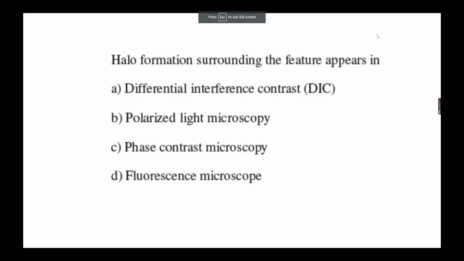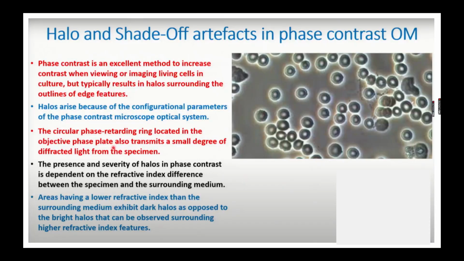Okay, so let's see, the people are guessing phase contrast microscopy. I think you guys have gone through the lectures because you have guessed the right thing. So this is an image where you can see there is a ring kind of shape.